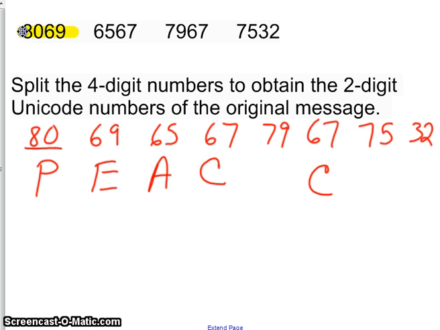Okay, so that is what you have to do to decode message 3.